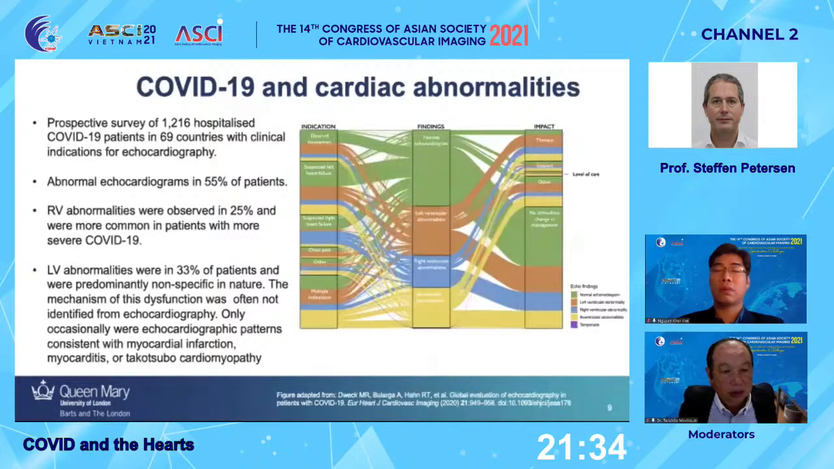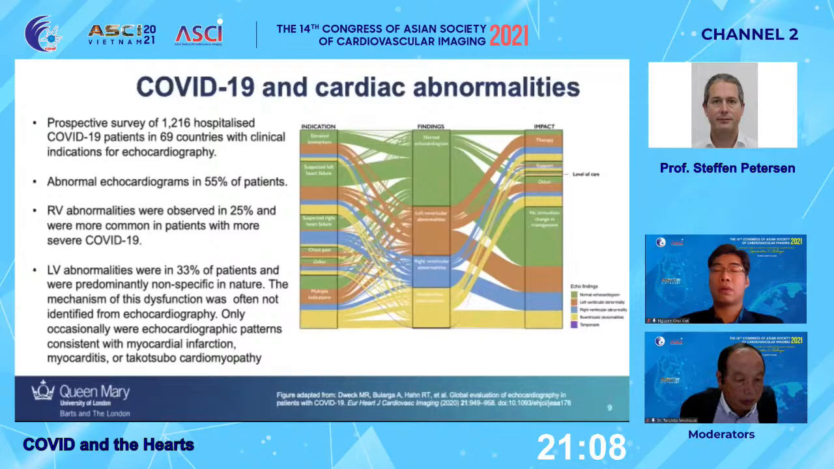In another highly cited publication from the ESCVI Scientific Initiatives Committee, Mark Dweck and colleagues reported results from a prospective survey of 1,216 hospitalized COVID-19 patients from 69 countries with clinical indications for echocardiography. The study showed abnormal echocardiograms in 55% of patients.